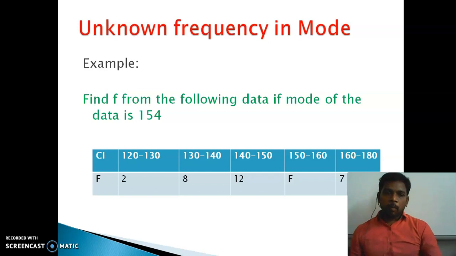Here one unknown frequency, that is one missing frequency, is given. We are going to find this missing frequency using the mode, right? The mode value is already given. In the last class, the same continuous data was given and we found the mode value alone, because we knew all the frequencies at that time. Here we are going to find the missing frequency given the mode value. Let us see the solution video now.